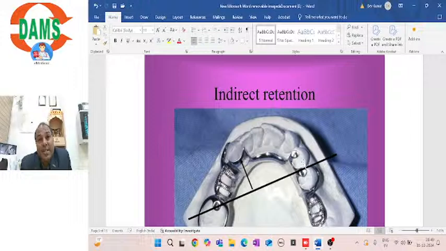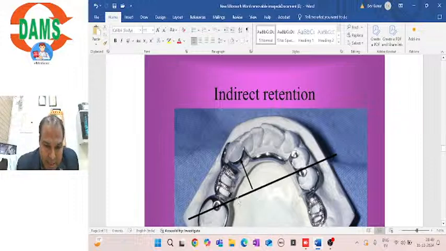Bar clasps are more aesthetic, but one of the major disadvantages of the bar clasp is that you cannot use it in case of soft tissue undercuts labial to the teeth. Remember this, the major contraindication. Then one more thing is minor connectors.